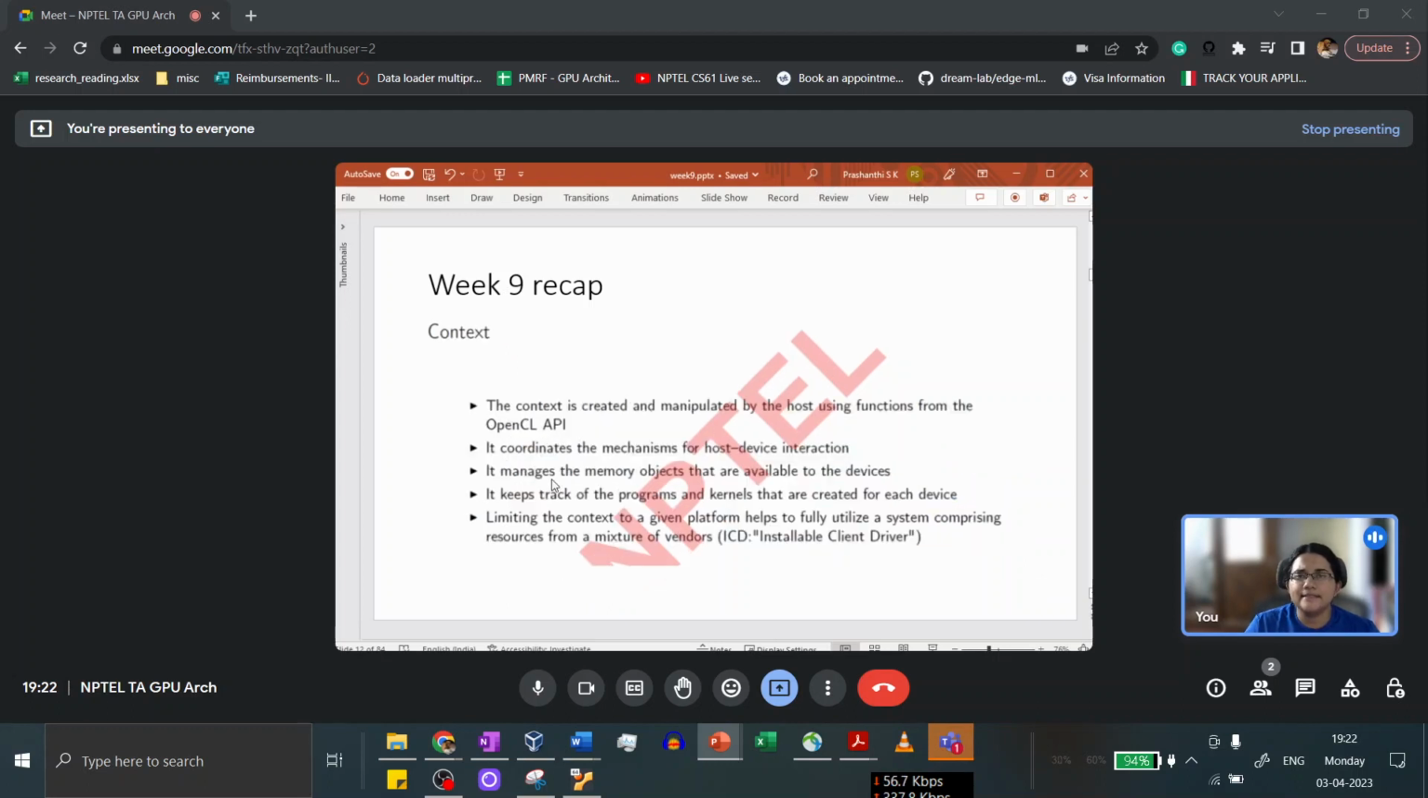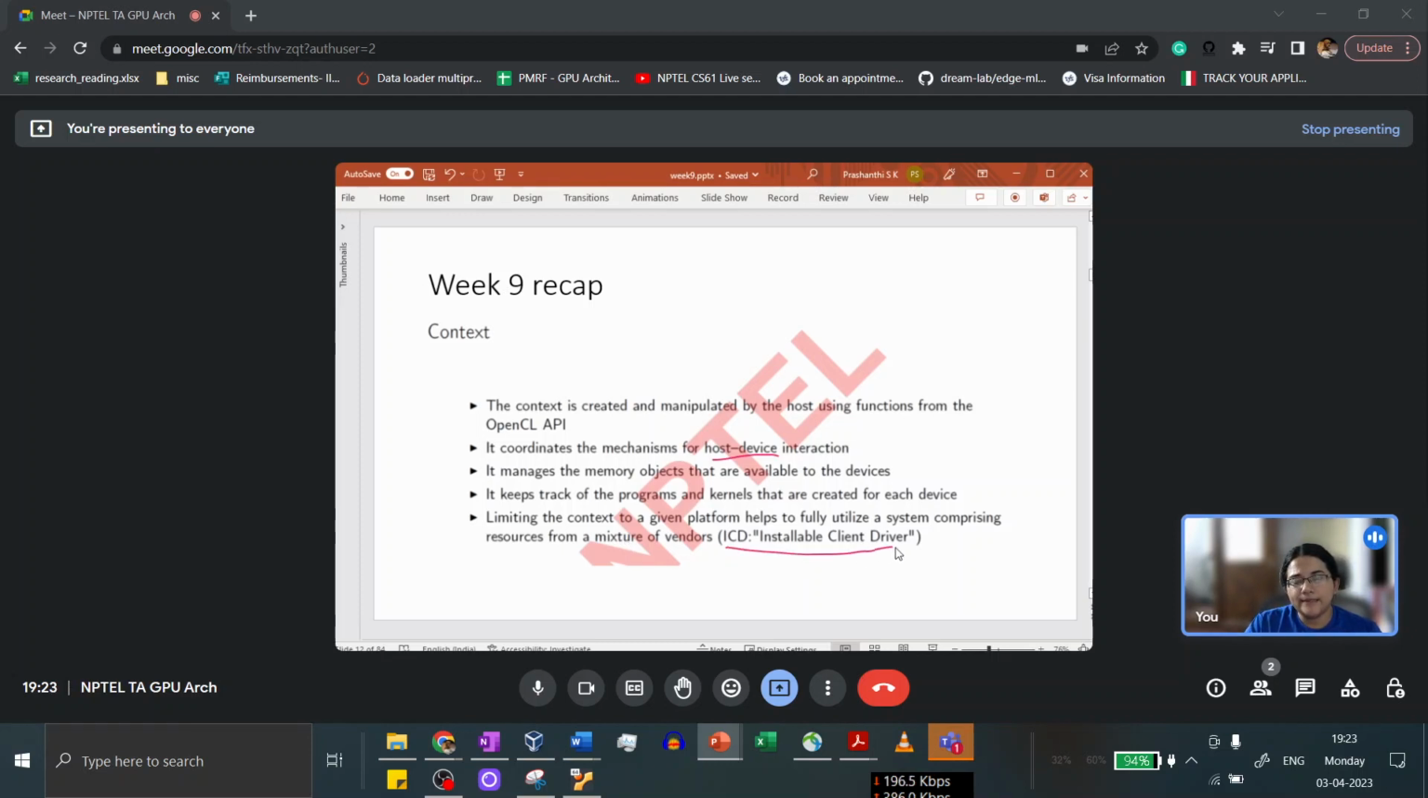So the host uses these APIs to create and change the context. And this is basically a way for host device interaction. It also manages the memory objects that are available to the devices, keeps track of the programs and kernels created for each device. And limiting the context to a given platform helps to utilize a system comprising resources from a mixture of vendors, right? So this is again, when you have heterogeneity in the system, how do you define these things, keeping in mind that you have hardware from multiple vendors?